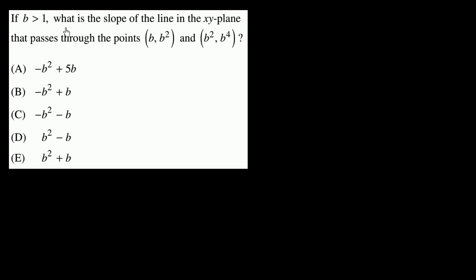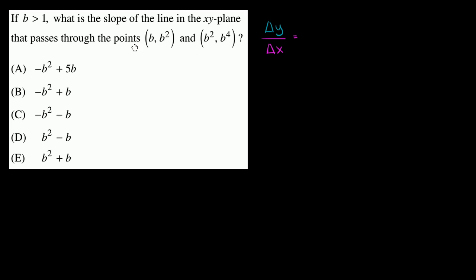If b is greater than 1, what is the slope of the line in the xy plane that passes through the points (b, b squared) and (b squared, b to the fourth)? Well, the slope is just our change in the vertical direction over our change in the horizontal direction. Or we could say change in y over change in x, where this Greek letter delta is just shorthand for change in y over change in x.